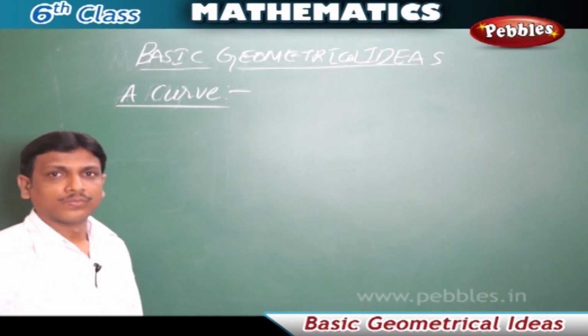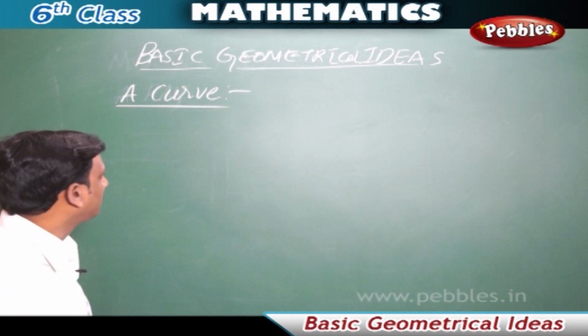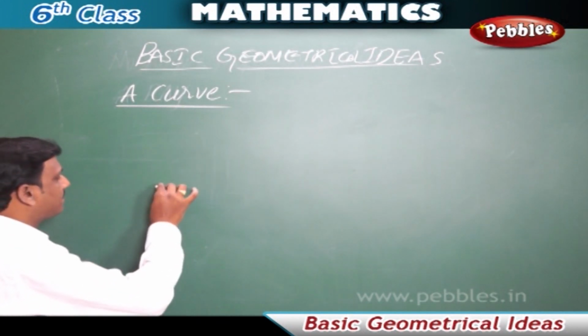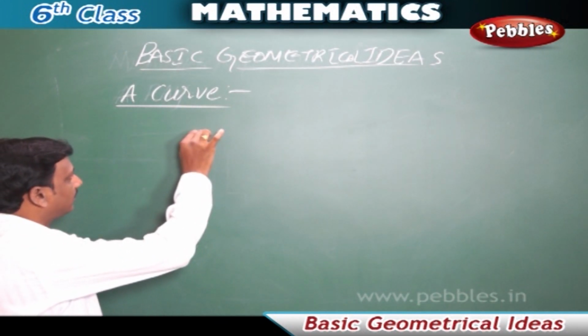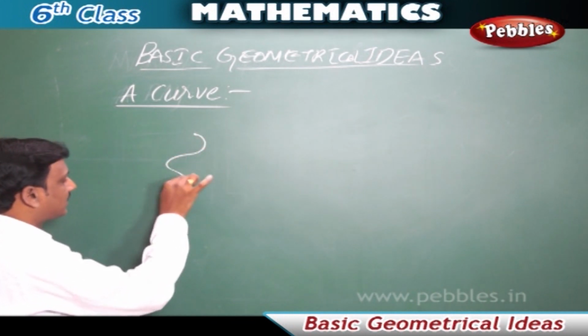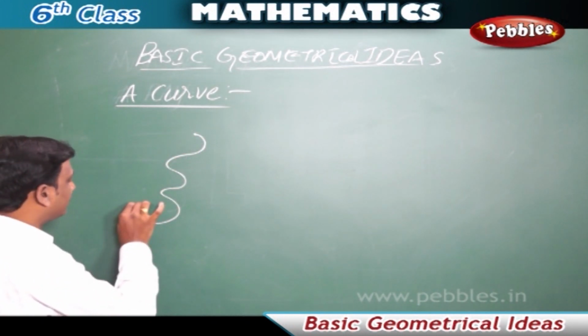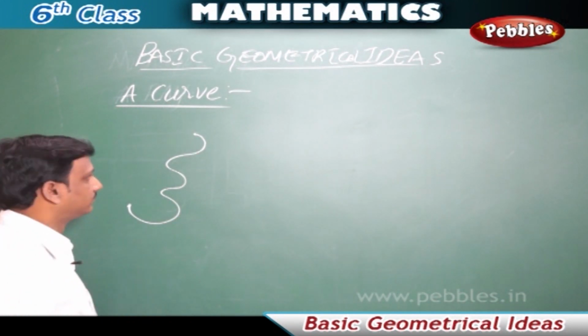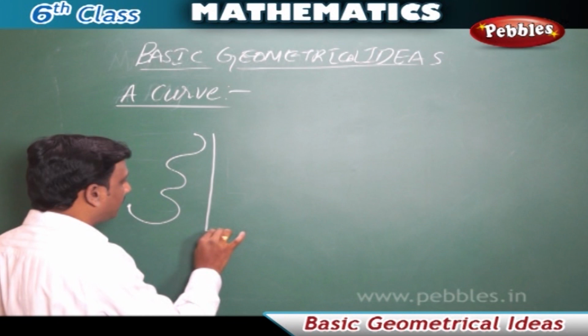Curve. What is a curve? A curve is a line that is drawn without lifting the pencil. Say for example, here we started drawing a line with a pencil like this and we ended here. This is called a curve. Let us see one more example.